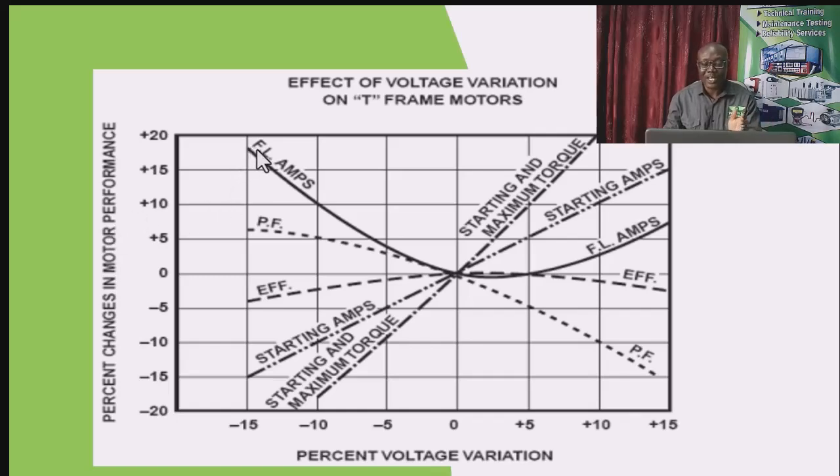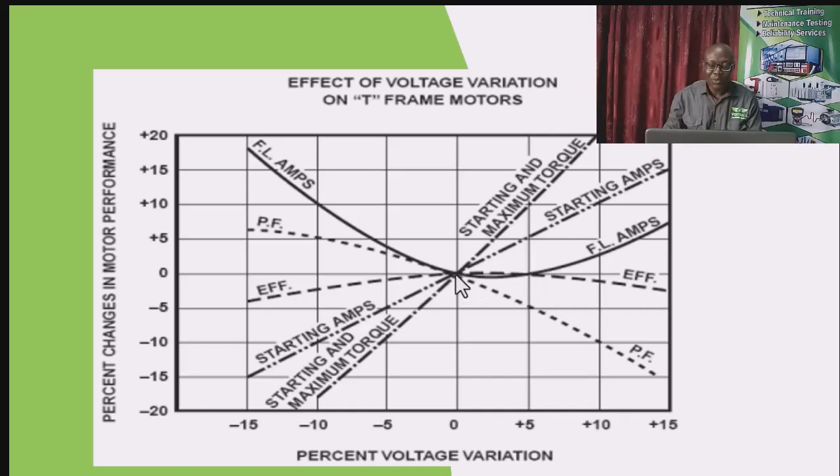So we are looking at a few performance parameters: the full load current, power factor, efficiency, starting current, and torque. Are we getting it? If there is no unbalance, the motor will be operating at its equilibrium, maximum efficiency. Look at the efficiency curve. It is operating at the maximum efficiency.